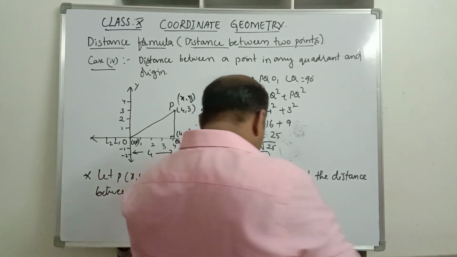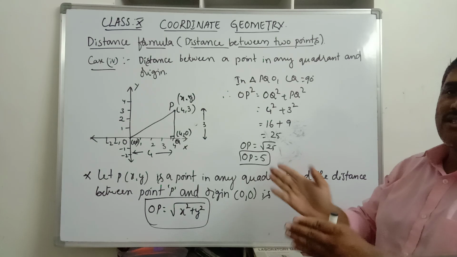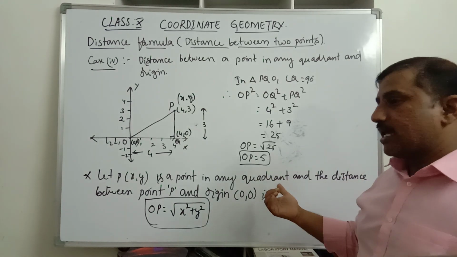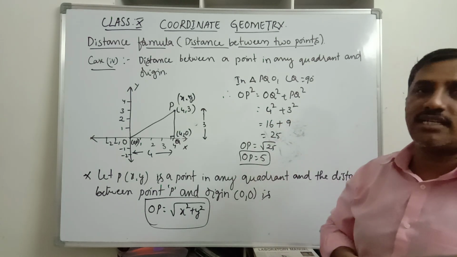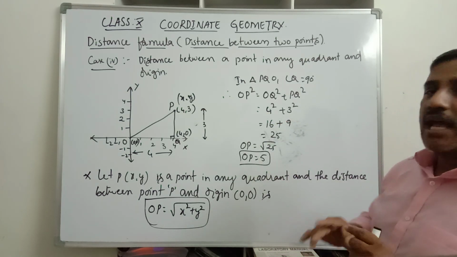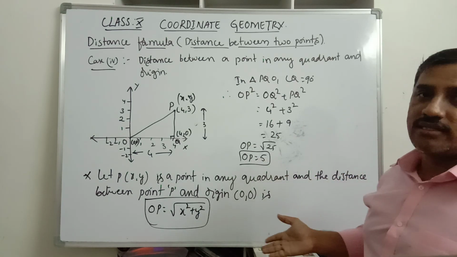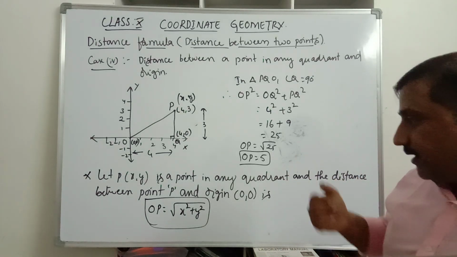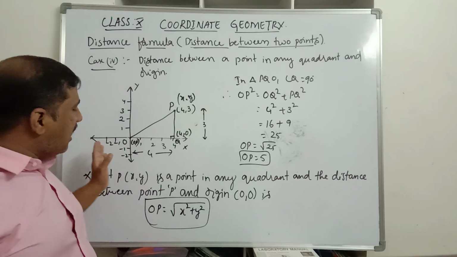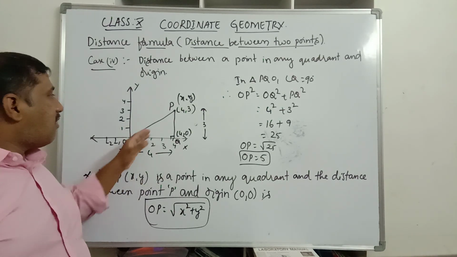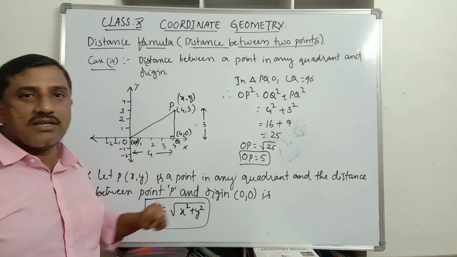So far, we have covered 4 cases. First case, if the 2 points are on the x-axis, then we subtract their x coordinates and we get the distance. If the 2 points are on the y-axis, by subtracting their y coordinates we get the distance between the 2 points. Third case, if one point is on the x-axis and the other point is on the y-axis, how do we find the distance? By using the Pythagoras theorem, we get square root of x square plus y square. Similarly, if a point is in any quadrant, its distance from the origin is square root of x square plus y square.